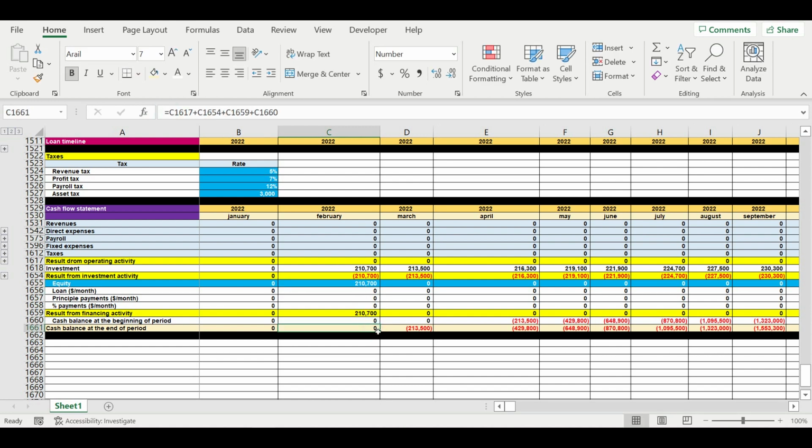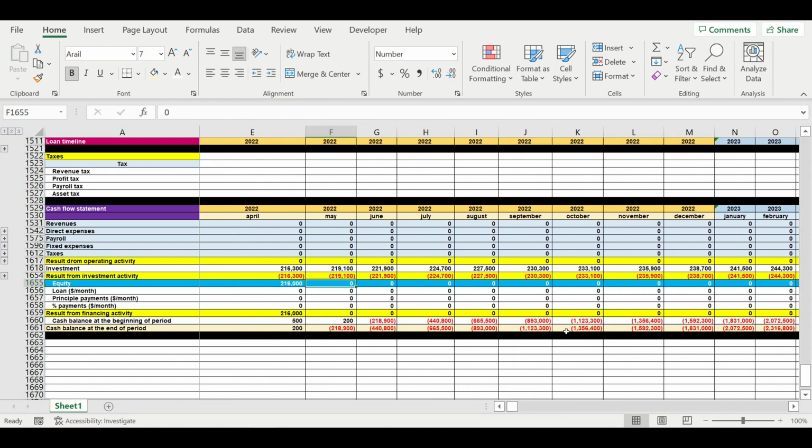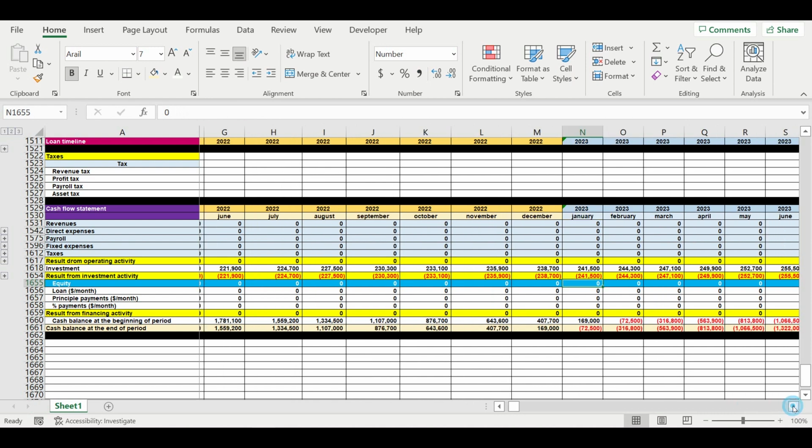So for example, like this. Here we can see the zero. Then we are moving forward along the timeline. For example, we can see here the maximum negative value, put it here, for example $2 million, and see when the funds are over. We can see that they are over in January 2023.